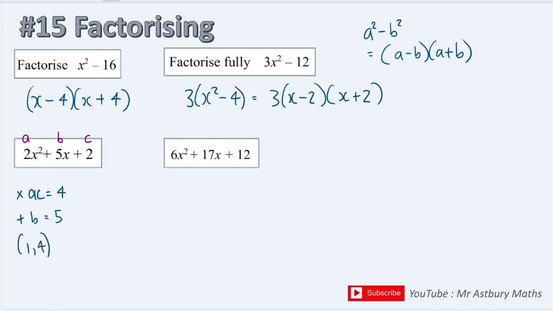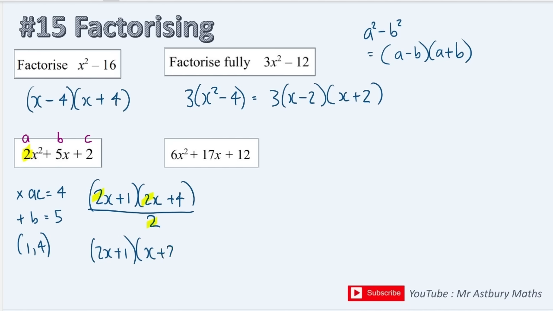The next thing I do is I write 2x, 2x, all divided by 2. And the reason why I've put 2 in each of these three places is because the a term is equal to 2. I then put my numbers 1 and 4 inside the brackets. And then the last step is that I need to divide one of these brackets by 2. Well, the one on the right is perfect for dividing by 2. So I write 2x plus 1, open brackets, divide through by 2 gives me 1x plus 2. And that's it. Works every time.